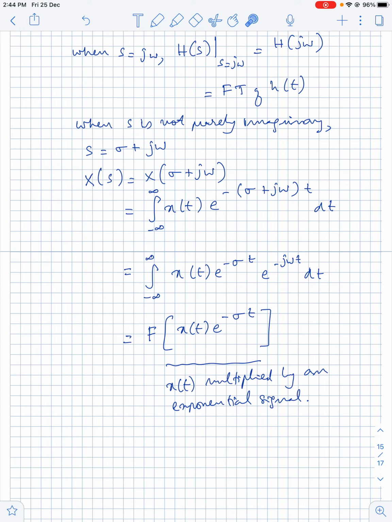Now see, this part is nothing but the Fourier transform, right? So essentially it is the Fourier transform of this. What this means is that the Laplace transform of x(t) is the same as the Fourier transform of x(t) multiplied by e raised to minus alpha t, where minus alpha is the real part of the frequency variable s. I think we had seen this earlier.